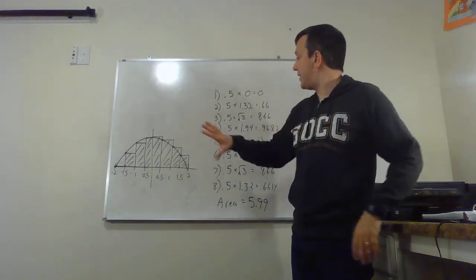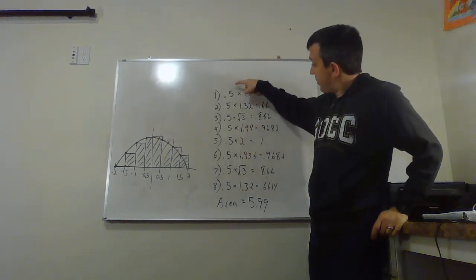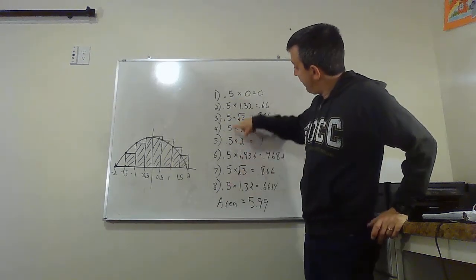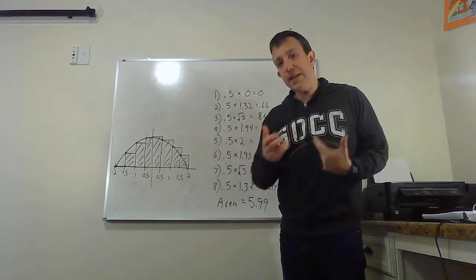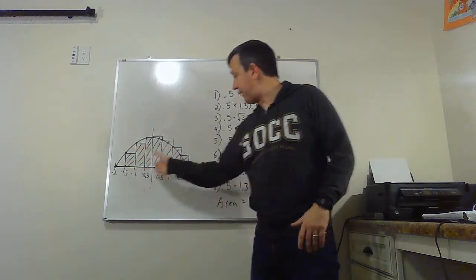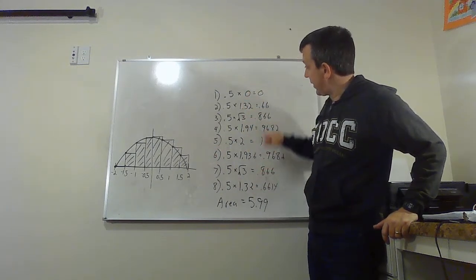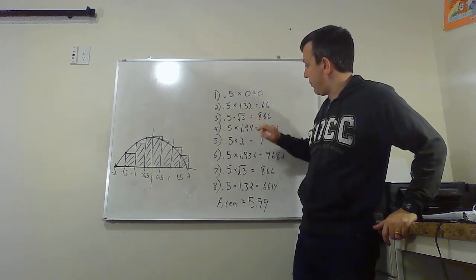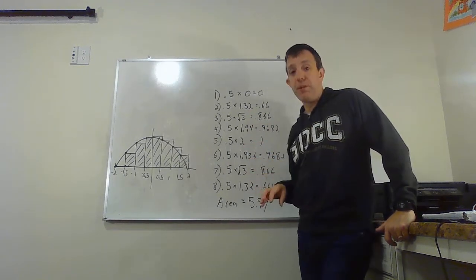And you can see I did the exact same thing. This time my rectangles have a width of 1/2, so all of these have a 0.5 here to start the multiplication. And then all I did was I plugged in the x values on the left side of each rectangle to get this list of second numbers that we're multiplying by here. 0, 1.32, square root of 3, 1.94, 2, 1.936, square root of 3, and 1.32.